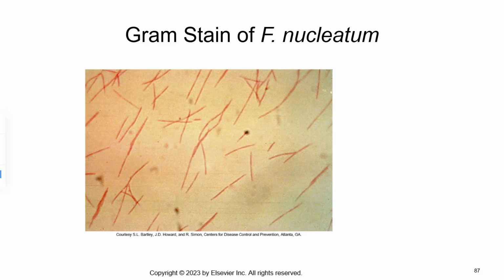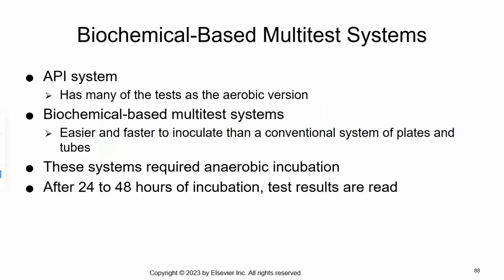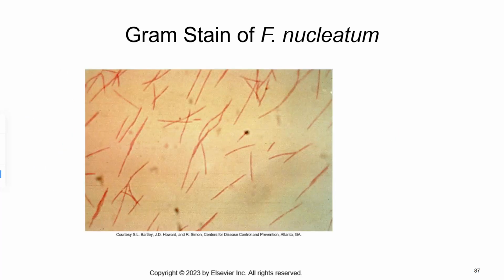Fusobacterium nucleatum looks like this. So elongated, fusiform, like filamentous looking rods. So this is pretty characteristic, and this is something that you may encounter in the future. So make note of the gram stain result of Fusobacterium.